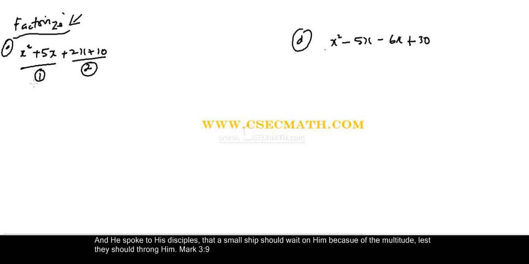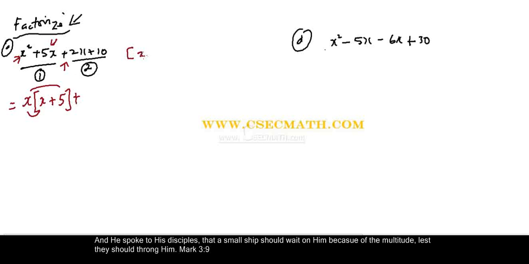From group 1, I can take x as a common factor, and that leaves me with x positive 5, for x multiplied with x would give me the first term, and x multiplied with 5 would give me the second term. I see the presence of a positive sign, I place it.